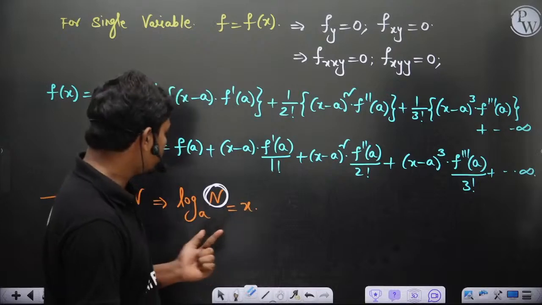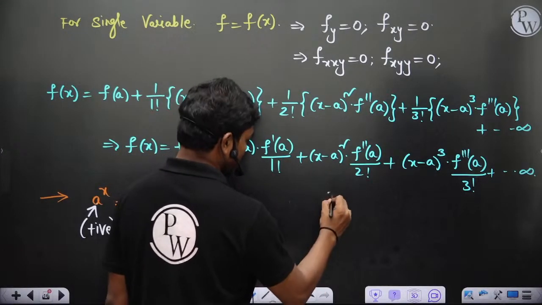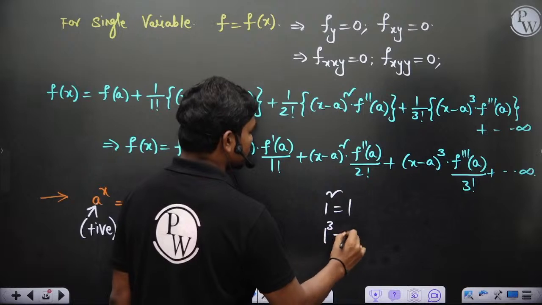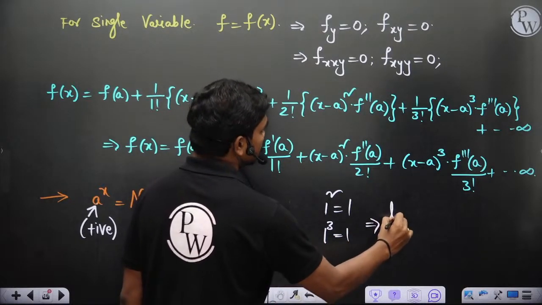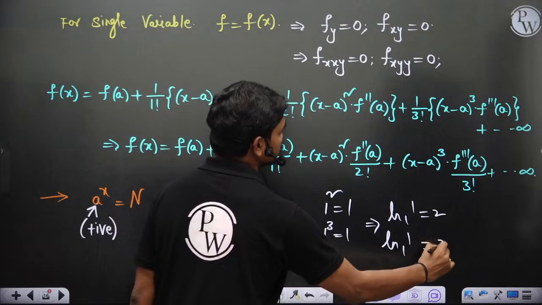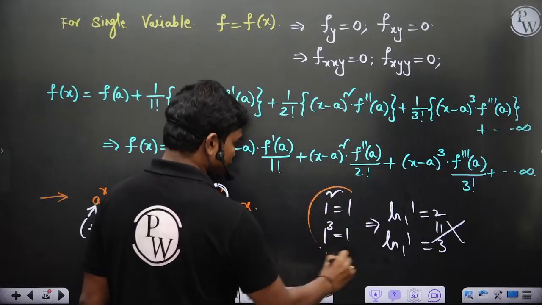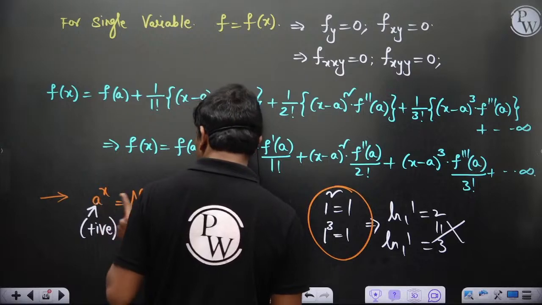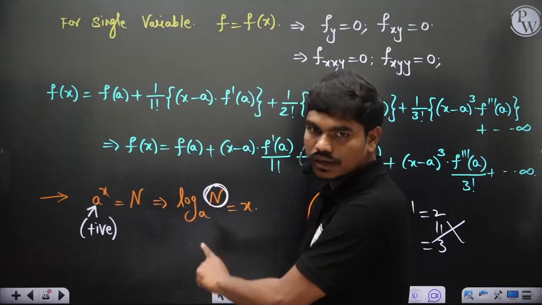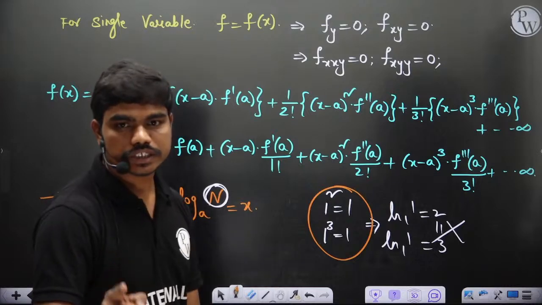Also a cannot be equal to 1. The reason is if you write 1 square equal to 1, 1 cube equal to 1, in all these cases this implies log 1 to the base 1 is equal to 2, log 1 to the base 1 is equal to 3, which is an ambiguity again. So because of this you cannot have a to be 1, and that's why log is not defined for base 1. Fine, clear? Any doubts till this point?